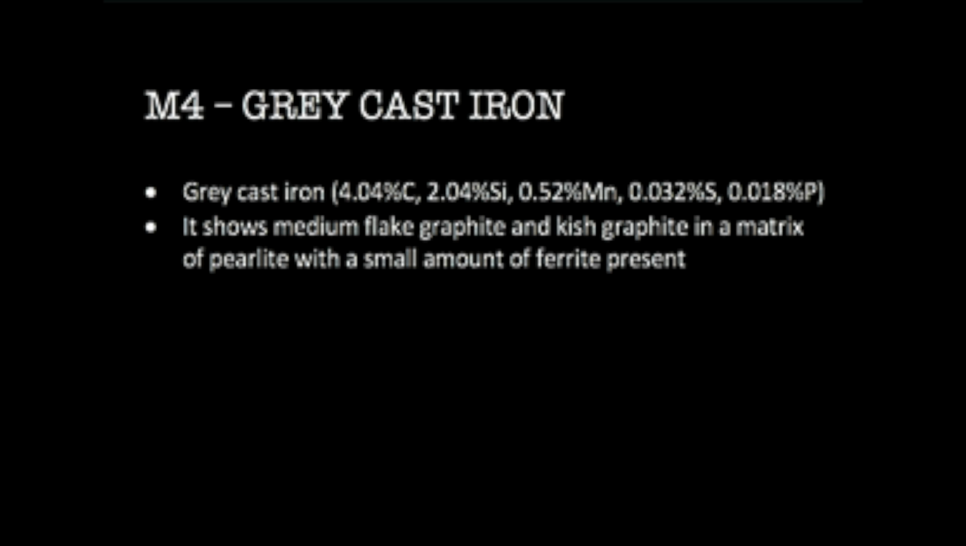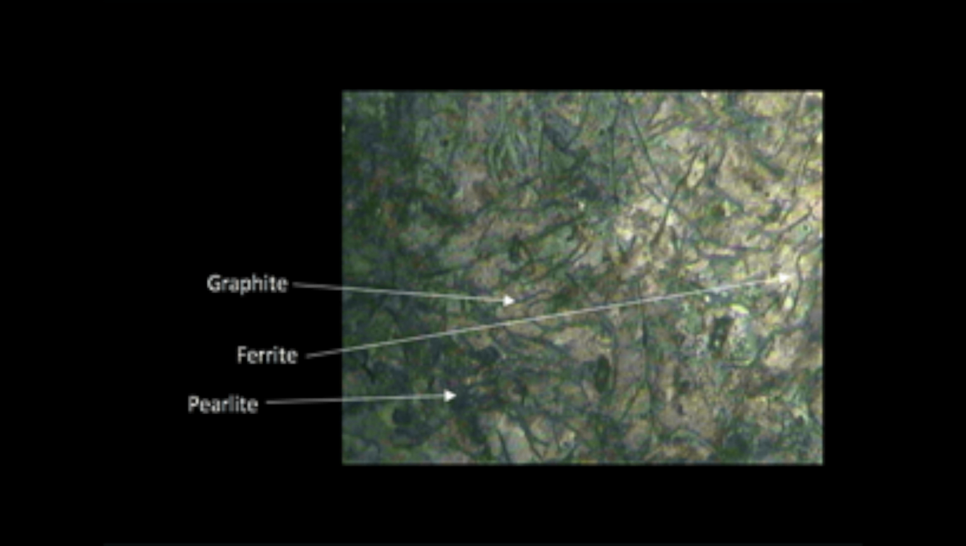M4. This is a grey cast iron which contains 4.04 carbon, 2.04 silicon, 0.52 manganese, 0.032 sulfur with 0.018 phosphorus. There are Type A graphite and Kish graphite in a matrix of pearlite with a small amount of ferrite.